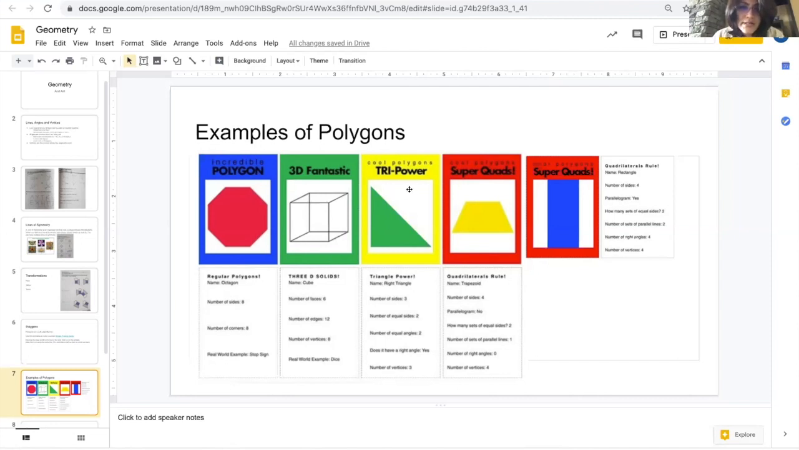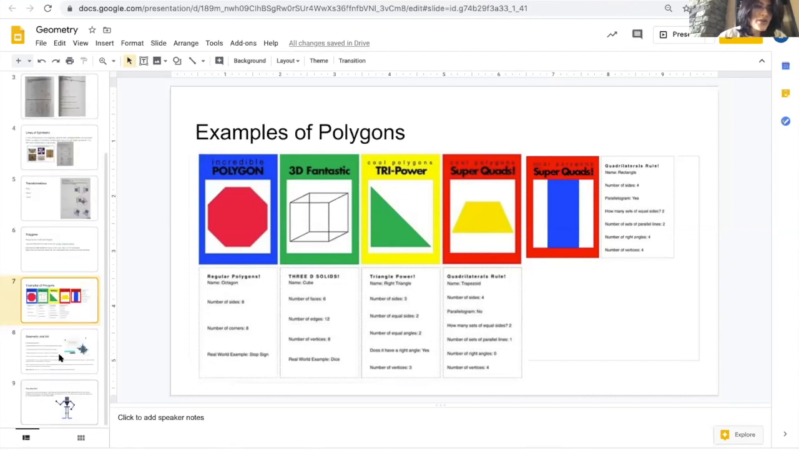Here is another one. This is a tri-power. So this is a triangle, and you can look through these. This is a trapezoid. You have other quadrilaterals like a rectangle. So I've included these. If you are stuck on what to write on the cards, you can use this as a guide to write on it.